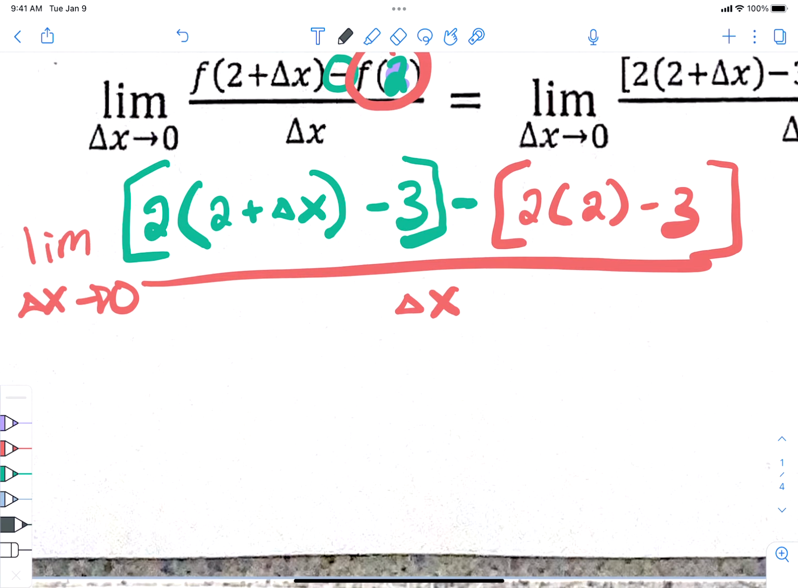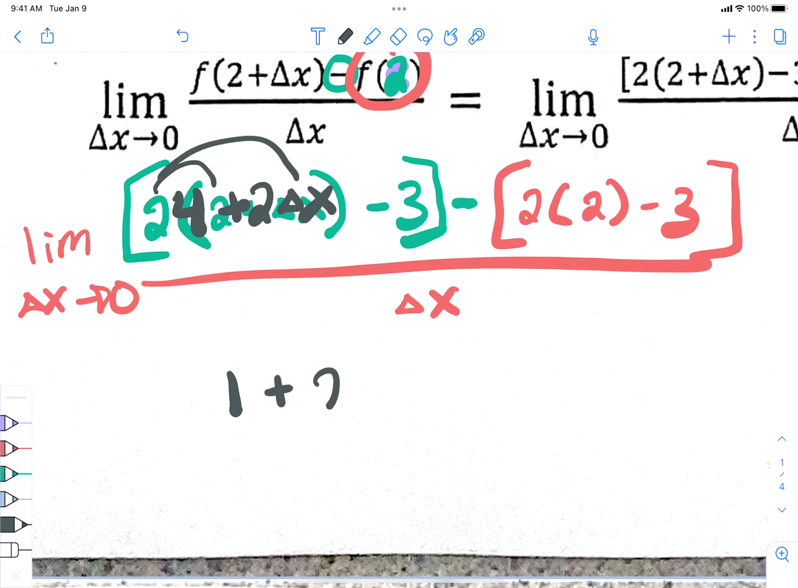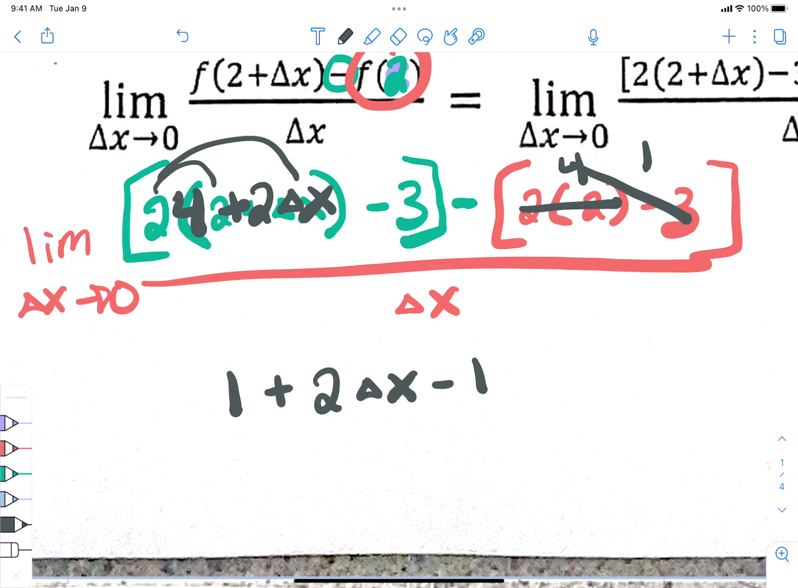So let's simplify some stuff that's in this bracket. I can take 2 and distribute it through, right? 2 times 2 will give me 4 plus 2 change of x. 4 plus 2 change of x minus 3. Okay, are we confused? No? So 4 plus 2 change of x minus 3, that's just going to be 1 plus 2 change of x, right? Do you see how that works? Okay, let's simplify the stuff in the bracket. So this 2 times 2 is 4 minus 3 is 1. So then we have minus 1, right? Do you see how that works? All over the change of x. Okay, do you see how that works?